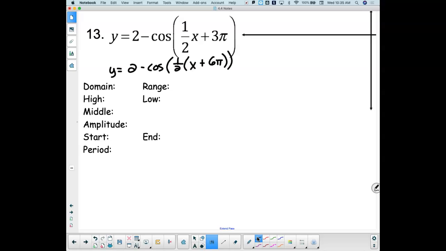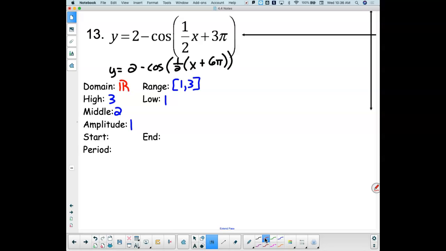Concur? Yes? Okay. So that tells me that I have an amplitude of 1. I have a middle of 2. That gives me a high value at 3, a low value at 1, a range of 1 to 3. Domain, as always, all real numbers.